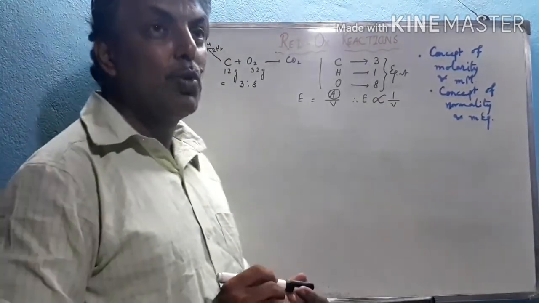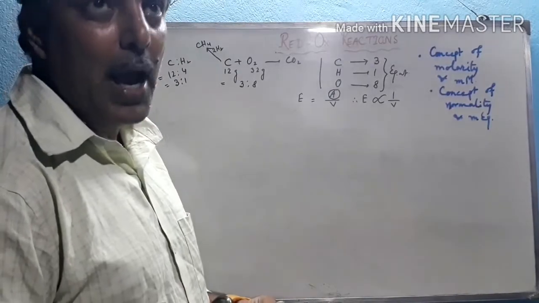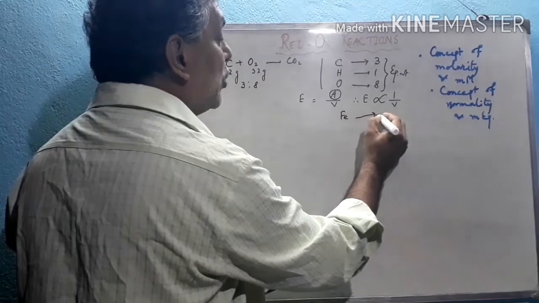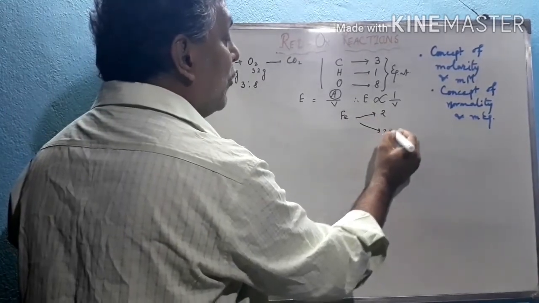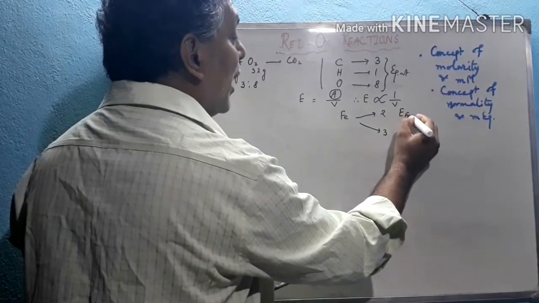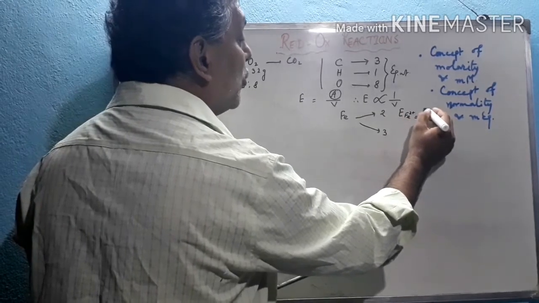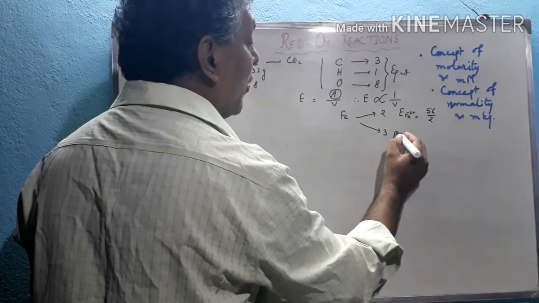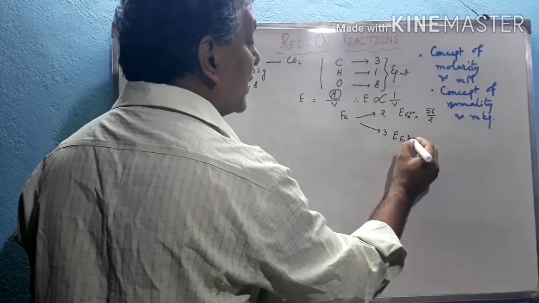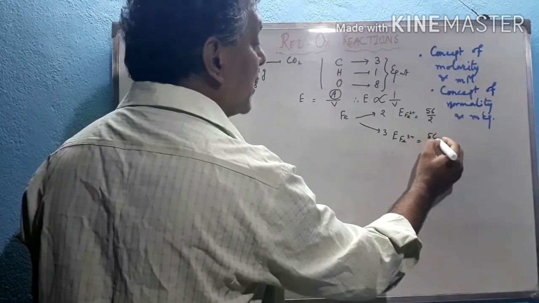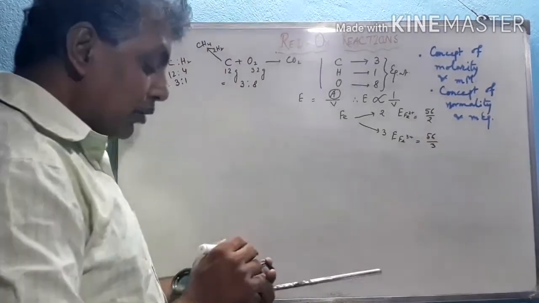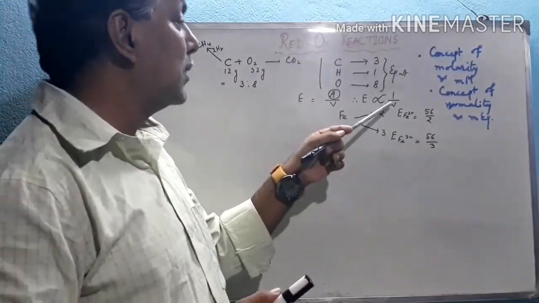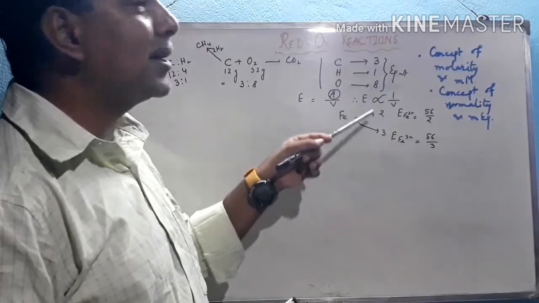Those elements which show variable valencies have different equivalent weights, like iron. It has two different valencies, 2 and 3. For this, the equivalent weight of Fe2+ is the atomic weight of iron, 56, divided by 2, and the equivalent weight of Fe3+ is 56 divided by 3. So equivalent weight is such a mass of the substance which is inversely proportional to the valency.